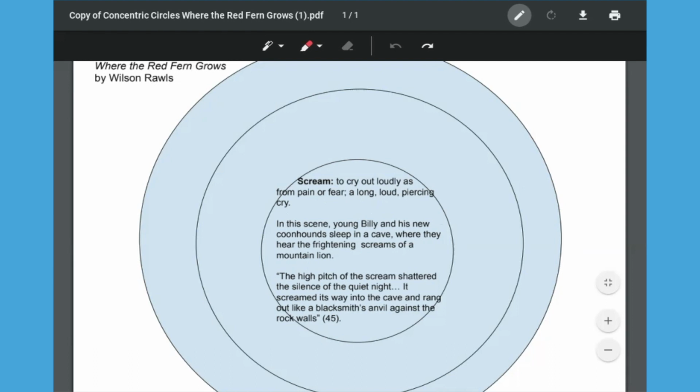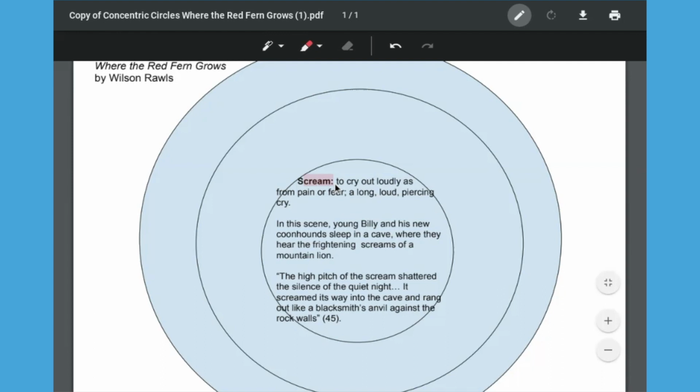For the innermost circle, we're going to be concentrating on the concrete level of meaning, reading on the lines. So the first thing that you're going to do in this innermost circle is write the most significant word from the part of the work that was assigned. And what I did is looked at our collaborative board where you shared your words, and I just chose a word from that board to complete this with. So I chose scream, and so I've written it here.